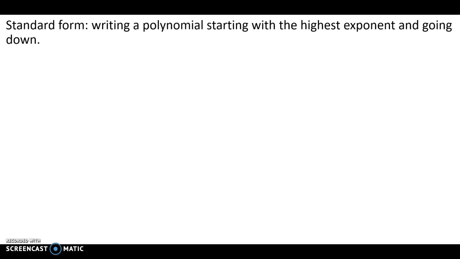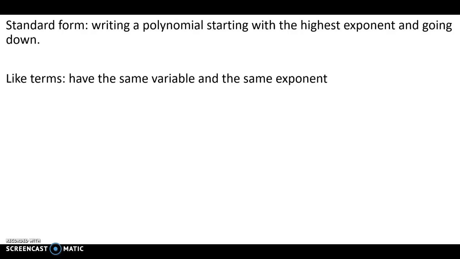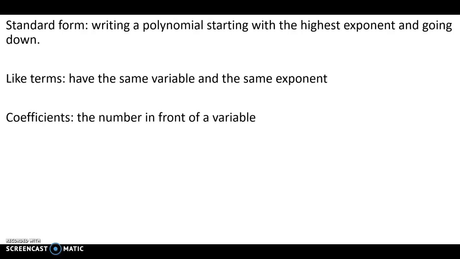We will also be writing all of our polynomials in what's called standard form. So we start with the highest exponent and then go down all the way to the constant. Like terms, you guys have seen these before. That's something that has the same variable and the same exponent. And another review term for you is coefficient. That is the number in front of the variable.